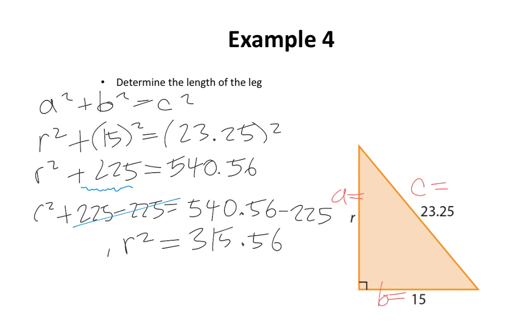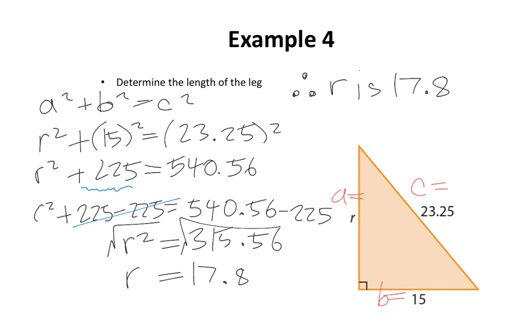Remember, you want to figure out what r is equal to, but r is being squared. So to get rid of the square, you need to square root both sides of the equation. You're going to need to use a calculator to do that. So the square root of 315.56 is approximately 17.8. So I'm going to write a concluding statement. Therefore, r is 17.8 units. There is no units specified, so you can just leave it blank.